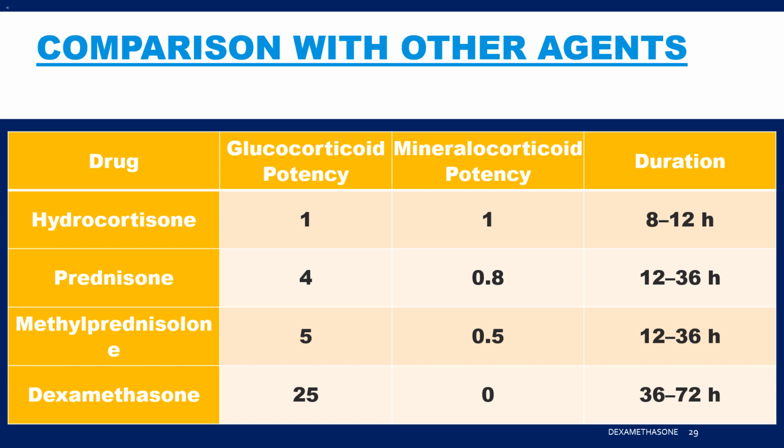4. Dexamethasone has a glucocorticoid potency of 25 and virtually no mineralocorticoid activity, with a duration of action of 36 to 72 hours, making it a long-acting glucocorticoid with potent anti-inflammatory effects.